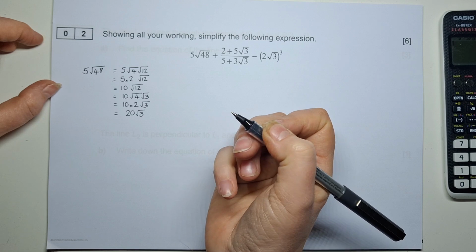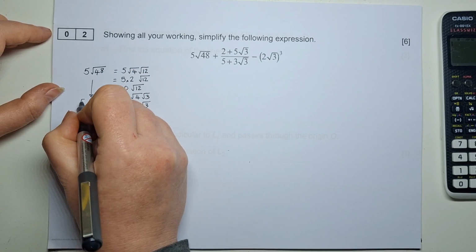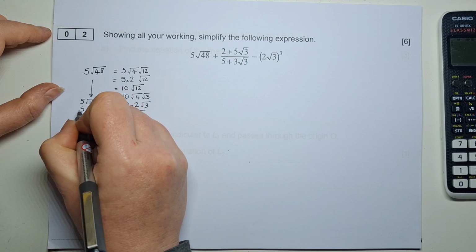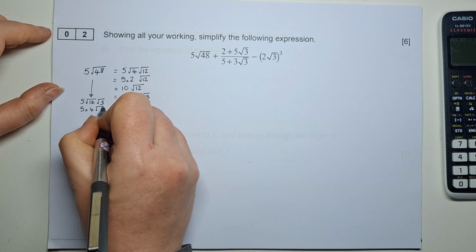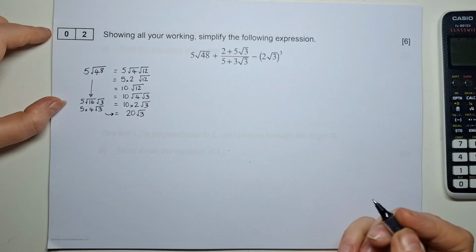If you spotted that 16 was a better factor of 48, you could have said 5 square root 16 square root 3. Square root 16 is 4, and that will give you 20 root 3 a different way.